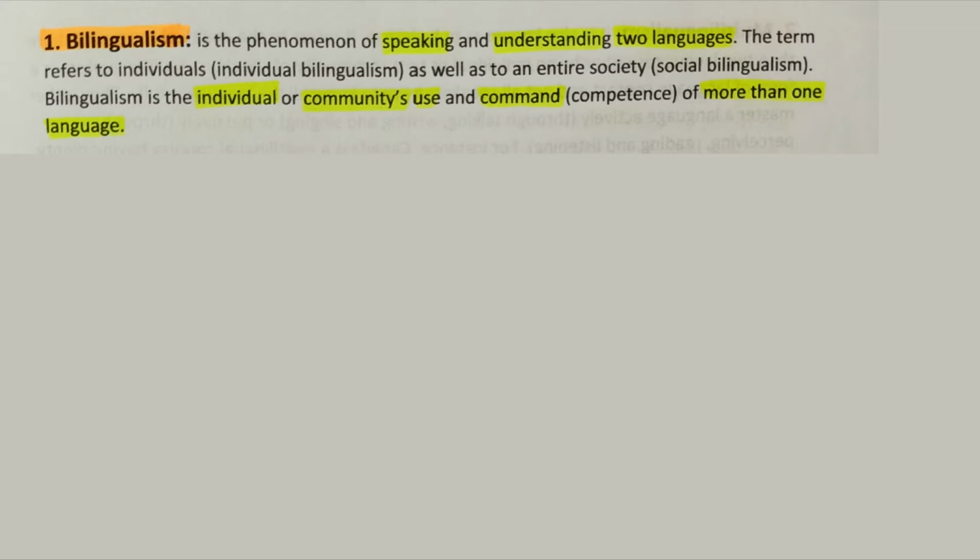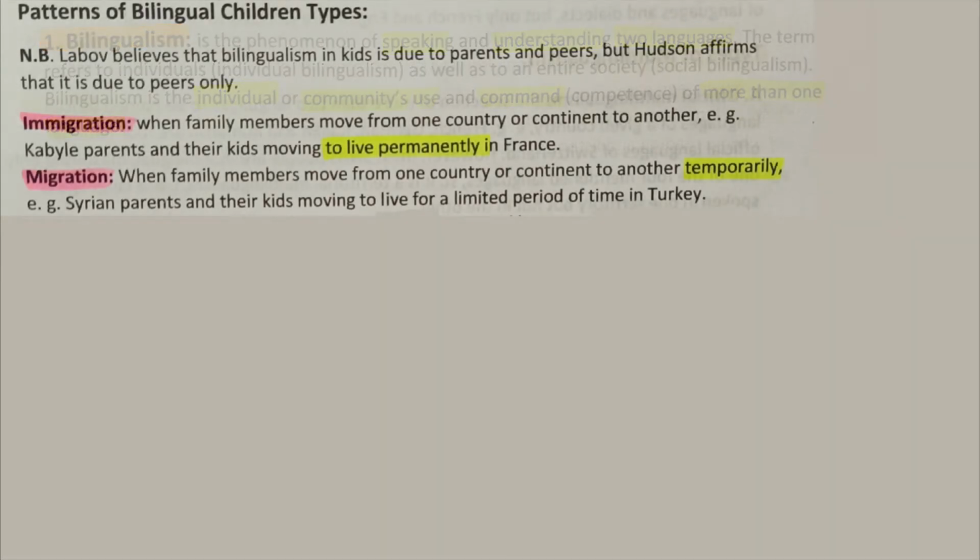Okay, and then we move to patterns of bilingual children types. So this refers to bilingualism in kids, because the notion of bilingualism starts when we are kids in general, because it is the period of life when it is easier for us to acquire new languages. Okay, if you want to read more about why we are predisposed to learn new languages when we are kids, you can read the works of Chomsky or William Labov, and also Hudson. Okay, so patterns of bilingual children types.